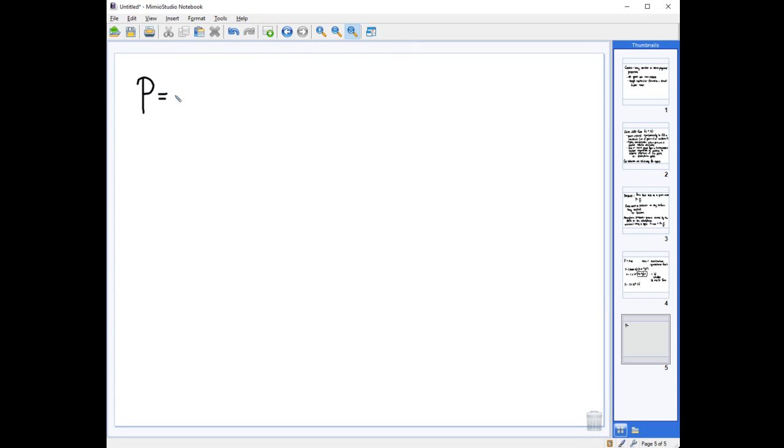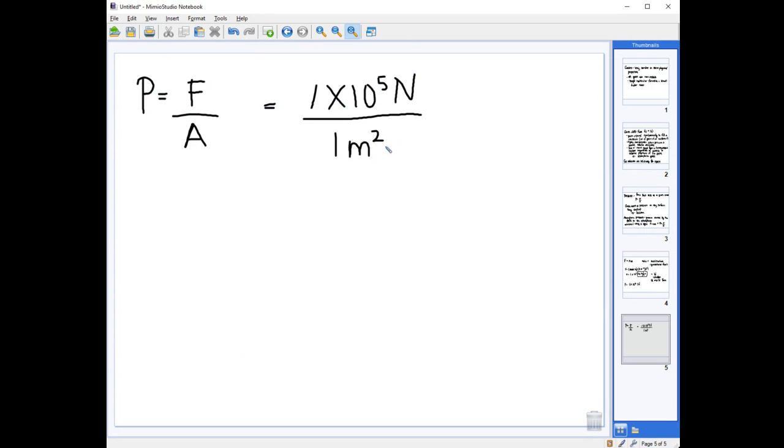So pressure is equal to force divided by area. We have 1 times 10 to the 5th newtons, and we've said that our area, because it's a 1 meter by 1 meter column, is 1 meter squared. And that gets us to 1 times 10 to the 5th newtons per meter squared.